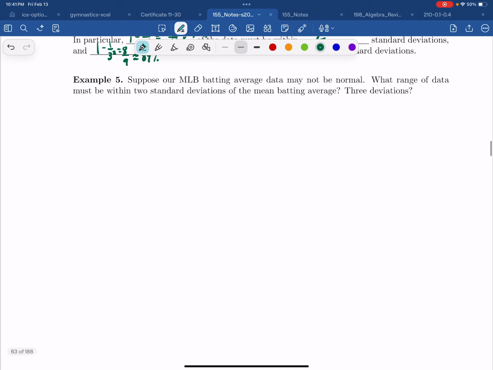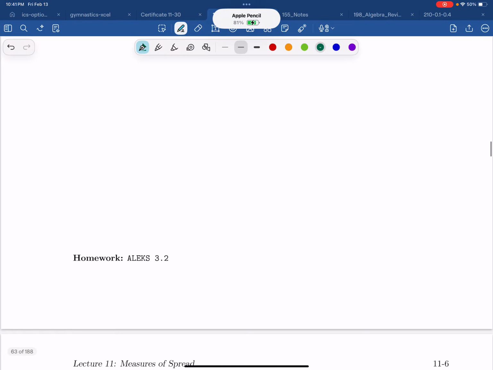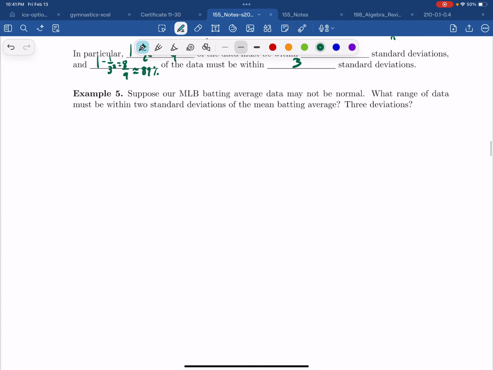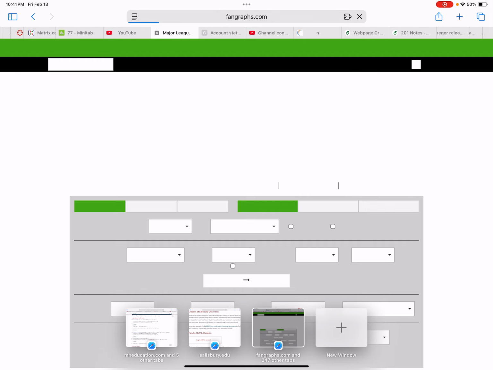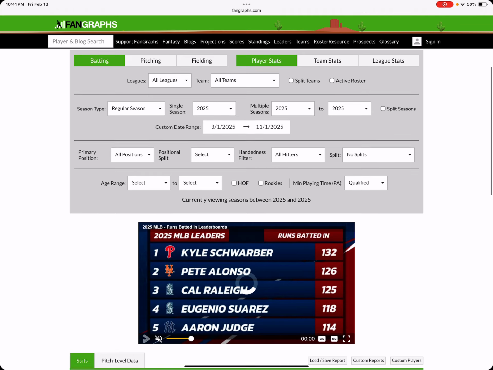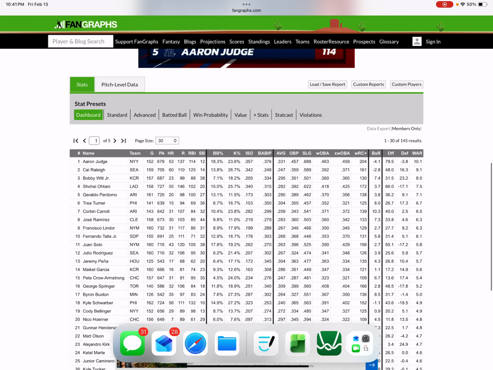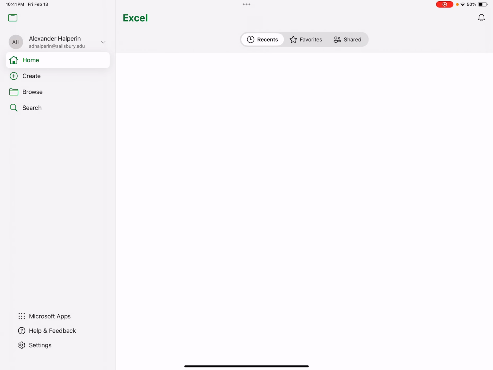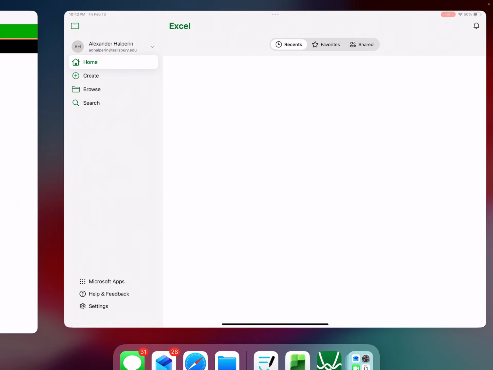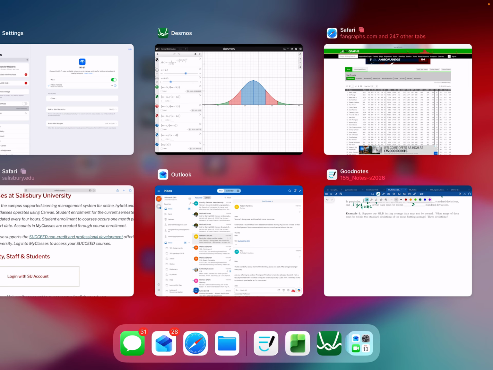So let's take a look at some baseball data. This will be the last thing we do. So if we go to Fangraphs, I need to reload it for a second. We take a look at the batting average data for the leaders. I think I've already copied that into Excel. Let's see if it will give us our recent files. Maybe not. Maybe we need to open this one more time.